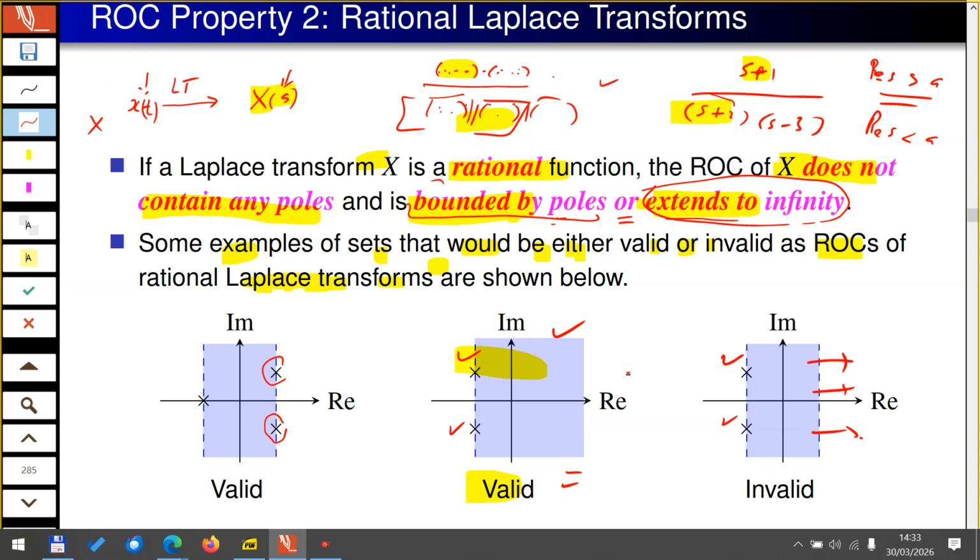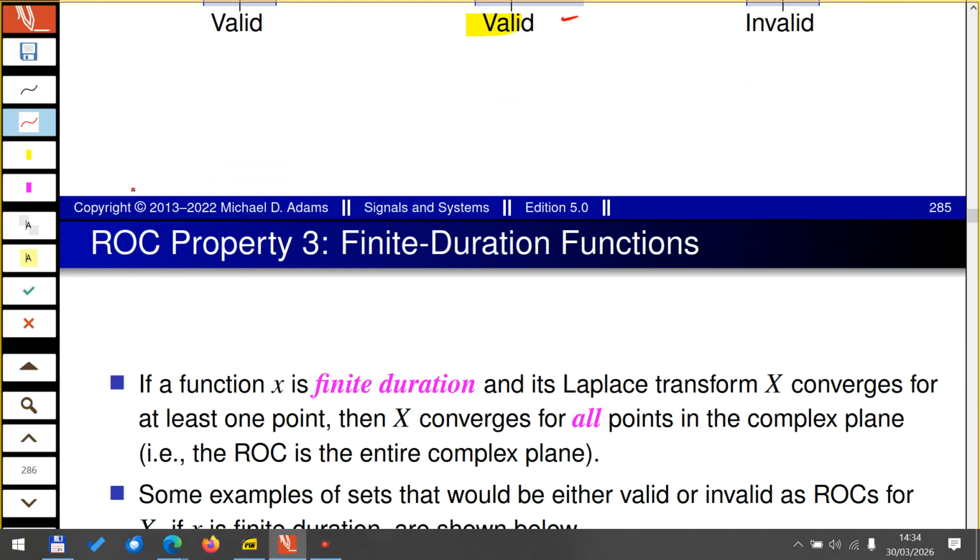Just to make sure that you follow, what if I had no poles? What if I remove this? How should this ROC be? It has to extend to the left as well, right? So then the entire S plane has to be the ROC, right? Because you can only have this binding if there are poles. So make sure you understand this point.